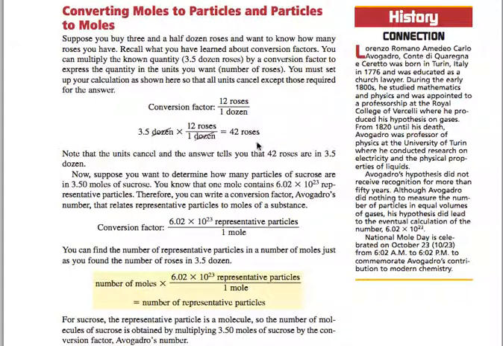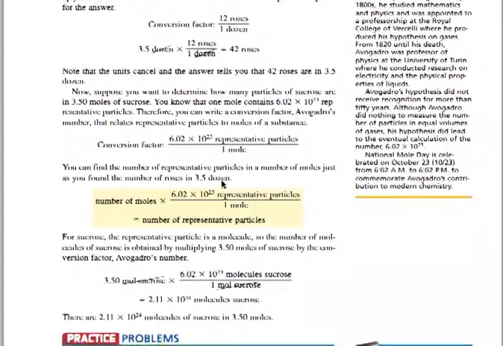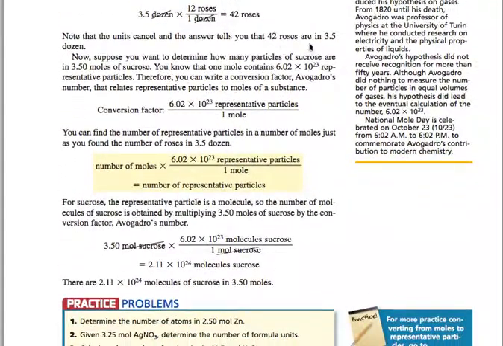We want to know roses, so we have to make sure that the dozens are opposite each other, one on top, one on bottom. And we can flip this up or down, right? 12 roses to 1 dozen is the same as 1 dozen to 12 roses. So we can flip this upside down, however it works, depending on what we're starting with. So we're starting with a dozen, the dozen goes on the bottom. We do our multiplication and we end up with 42 roses. Note that the units cancel and the answer tells you that 42 roses are in 3.5 dozen.